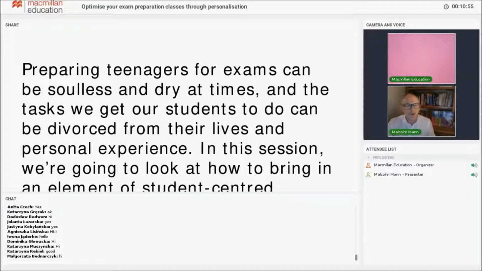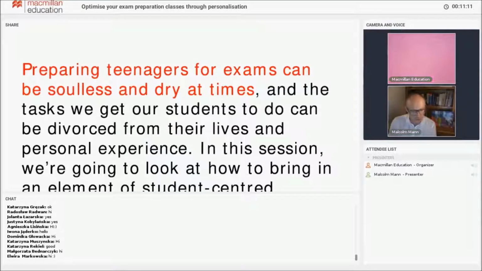Now, I just want to focus on a couple of bits in that. First of all, preparing teenagers for exams can be soulless and dry at times. Would you agree with that? If you would agree with that, type yes into the chat box. And if you don't agree, type no. Yes, yes, yes, yes. Right, I'm seeing lots of yeses. Good. Obviously, it's not good that preparing teenagers for exams can be soulless and dry. That's not good at all. But it's good that we agree. Justina says yes, sometimes. Right.